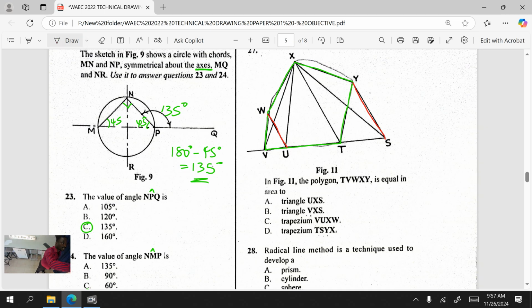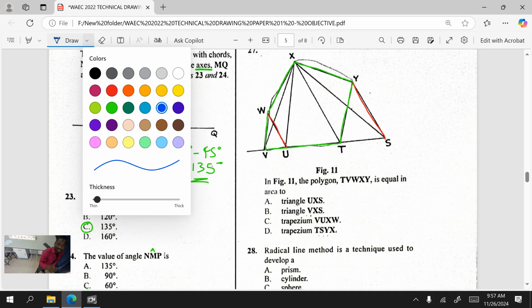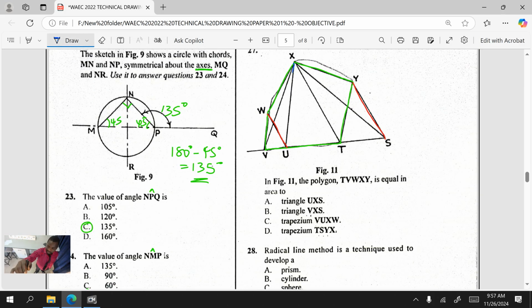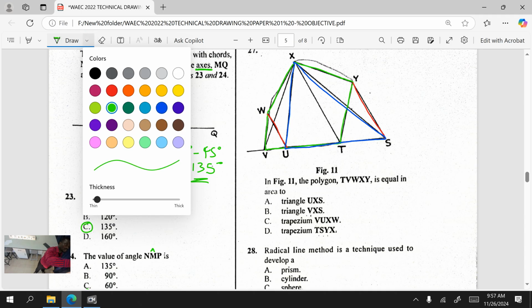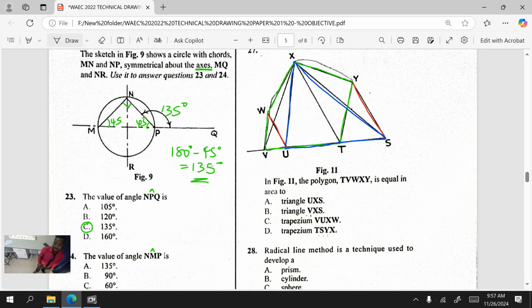Then the next thing they did now is join the apex, which is X, U, and X, like that. So this, do you see that? This is what I just did. Good. So go and check your construction of equal areas of similar shapes. Do you get it now?